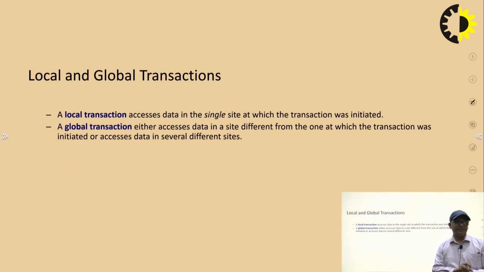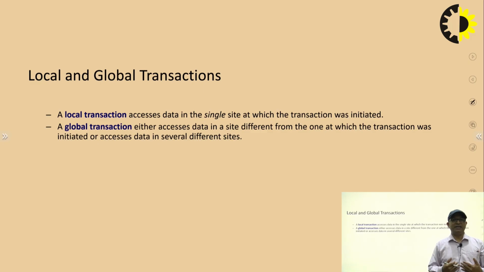Local and global transactions. A local transaction accesses data in the single site at which the transaction was initiated. But what will happen if the server is busy or not able to process that particular transaction? Then this transaction is requested to another server to process it, and it is treated as a global transaction. A global transaction either accesses data at a site different from the one at which the transaction was initiated, or accesses data in several different sites.